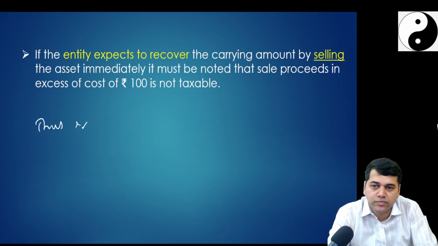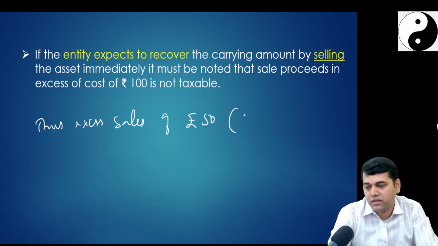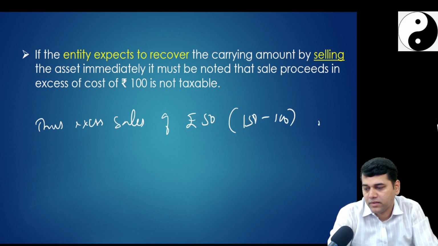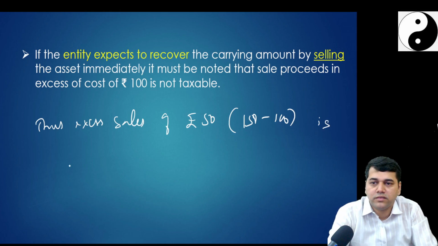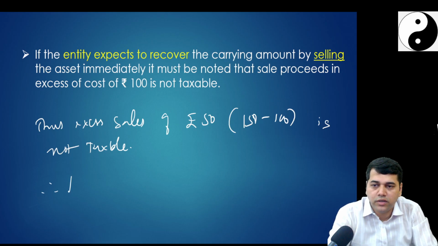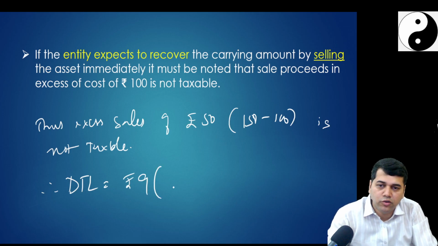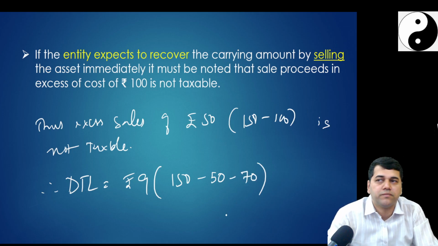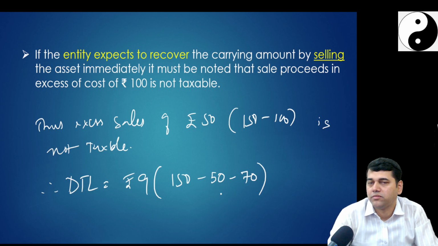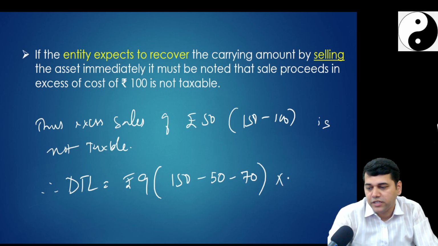Thus, excess sales of rupees 50, which is 150 minus 100, is not taxable. Therefore, DTL is equal to rupees 9. How did you get it? 150 is the book value, minus the permanent adjustment of 50, is 100, minus tax base 70, is 30. Out of 150, 50 is never taxable. To the extent you claim the depreciation, you pay at 30%.